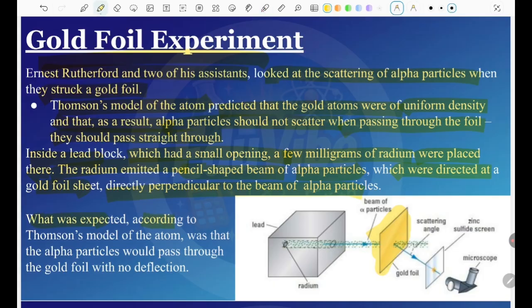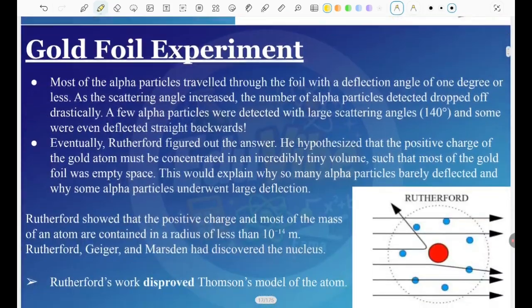What was expected according to the Thomson model of the atom was that the alpha particles would pass through the gold foil with no deflection. Thomson's model says that alpha particles will go straight through a gold foil without any deflection. But this did not happen.